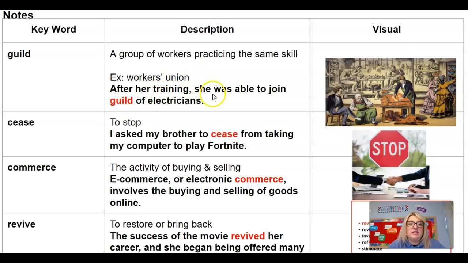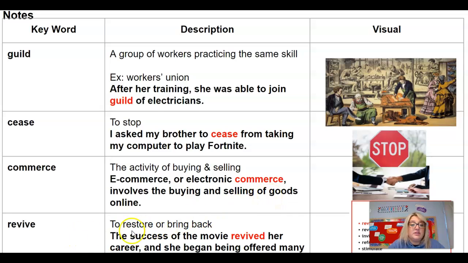After her training, she was able to join the Guild of Electricians, so a group of electricians. Cease means to stop. I asked my brother to cease from taking my computer to play Fortnite. So I asked my brother to stop from taking my computer to play Fortnite. Commerce is the activity of buying and selling. So e-commerce, or electronic commerce, involves the buying and selling of goods online.